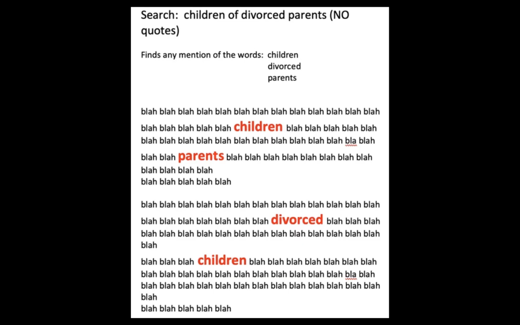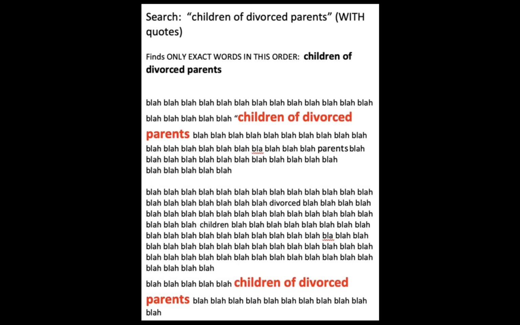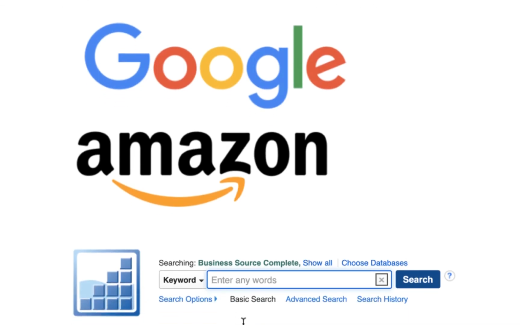Quick explanation for this. When you put a string of words into a search with no quotes, it looks for any mention of those words in the page, no matter where they are. But if you already know the exact phrase you're looking for, you can put that phrase in quotes, and then the search will only return documents that have those words in that exact order. This quotations trick works with most search tools, including Google, Amazon, and virtually all library databases.